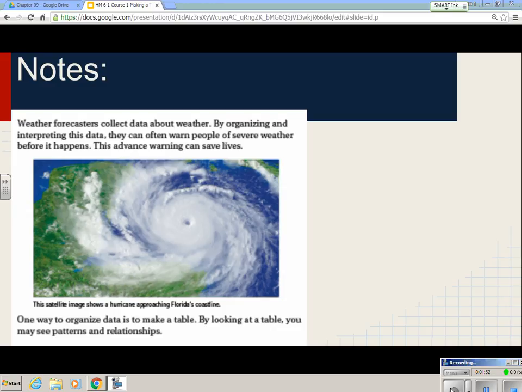So one thing they normally do with the data is put it into a table. If you can put data into a table, it makes things a lot easier to see organized stuff. It's easier to see patterns. It's easier to see relationships that the numbers have within each other. And obviously with weather, that helps to see what's coming and what you need to prepare people for.